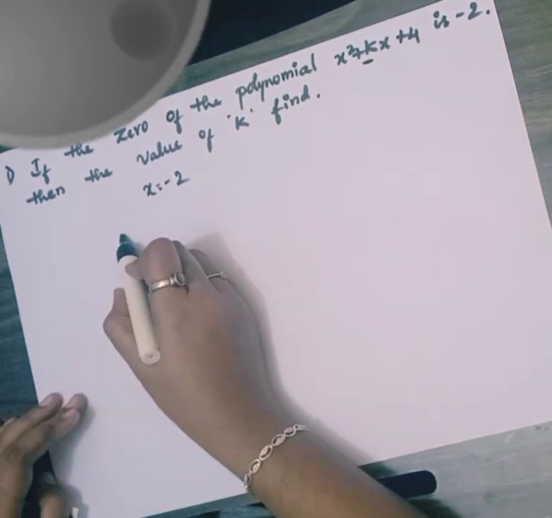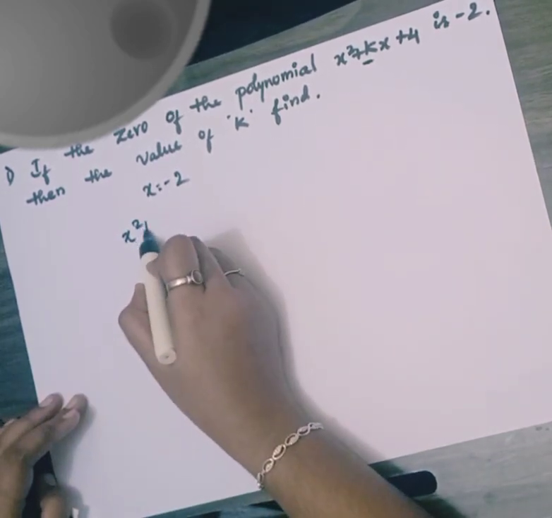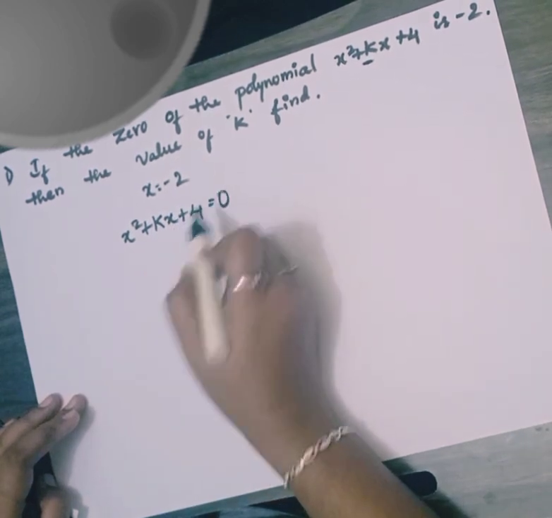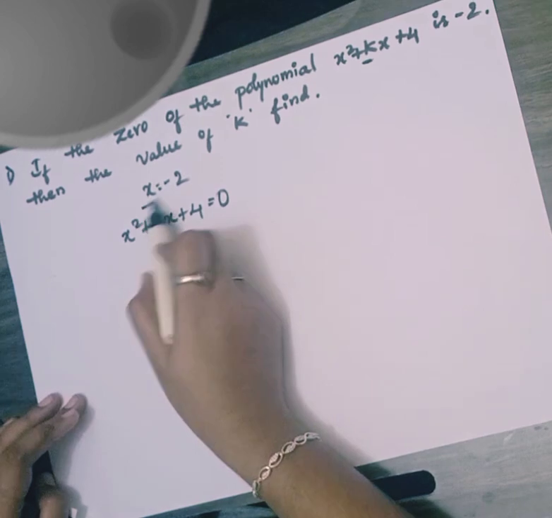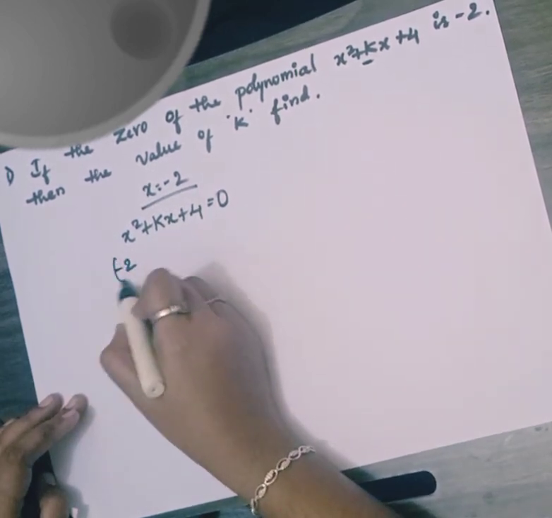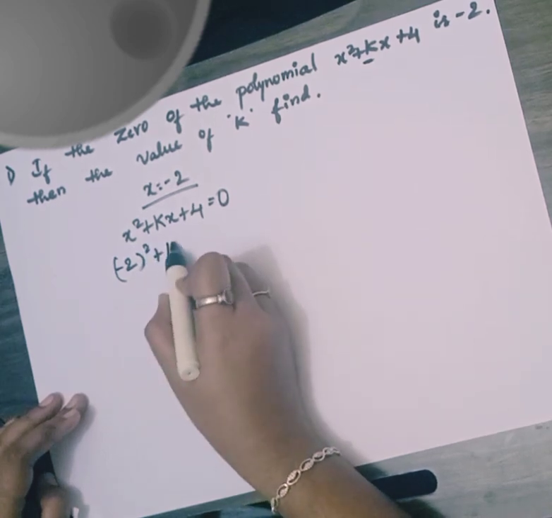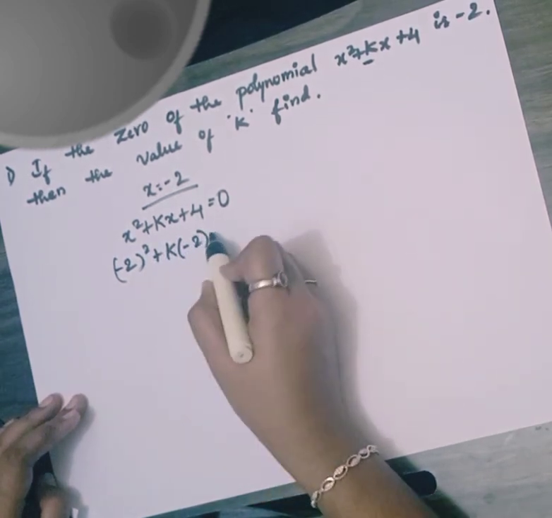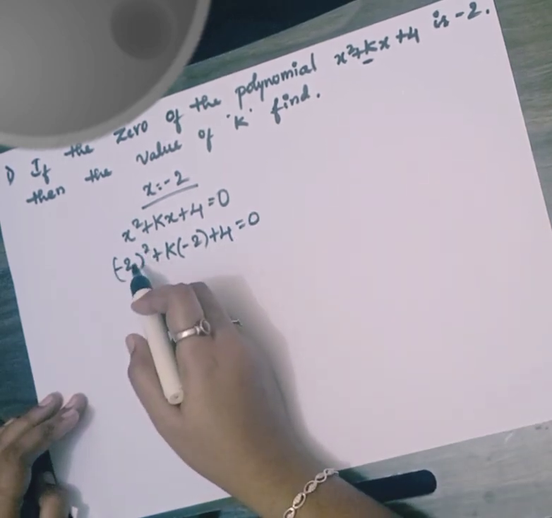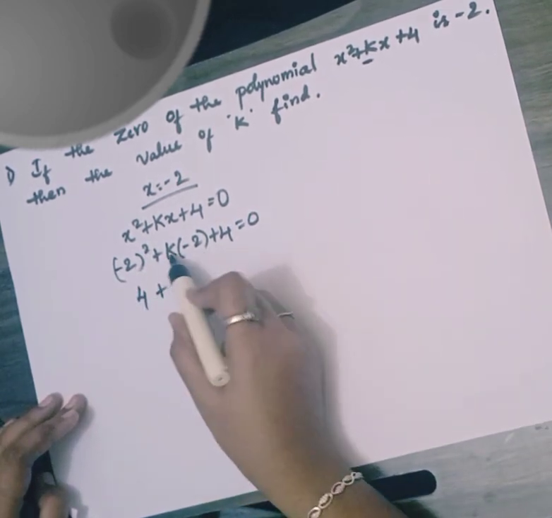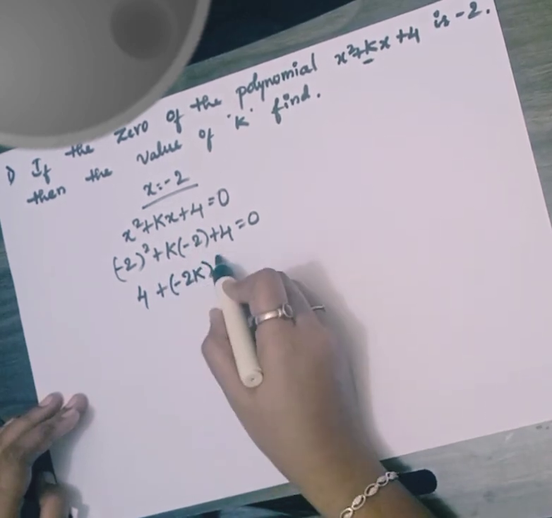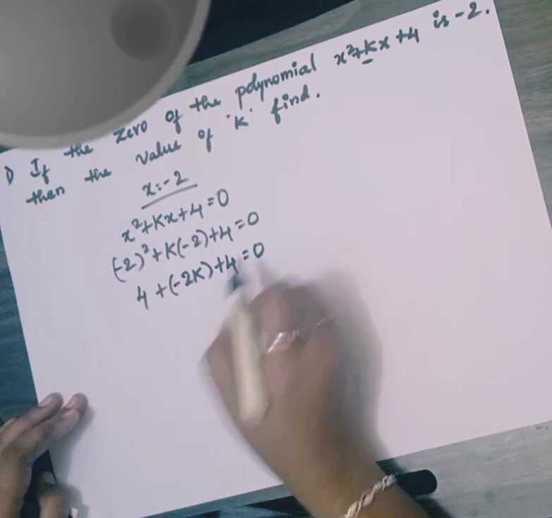Now I'll take the equation x square plus kx plus 4 is equal to 0. And we already know the x value, minus 2. So minus 2 whole square plus k into minus 2 plus 4 is equal to 0. Minus into minus plus, 2 2s are 4. So 4 plus minus 2k, plus 4 is equal to 0.